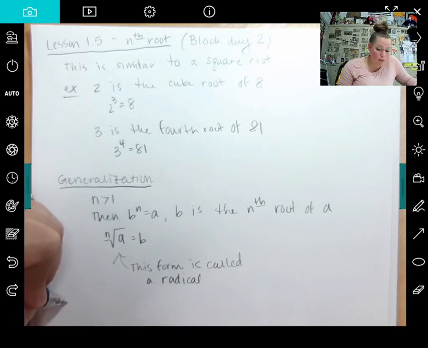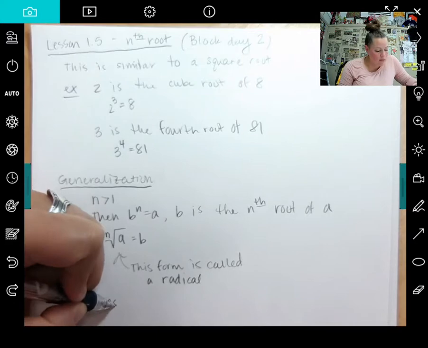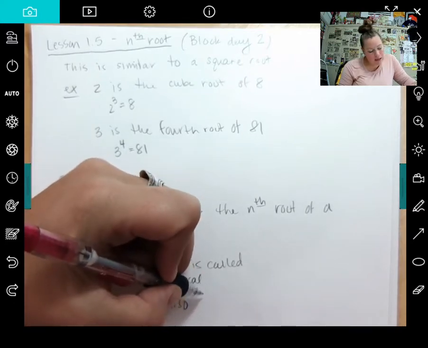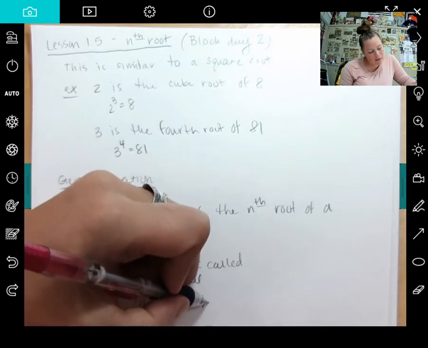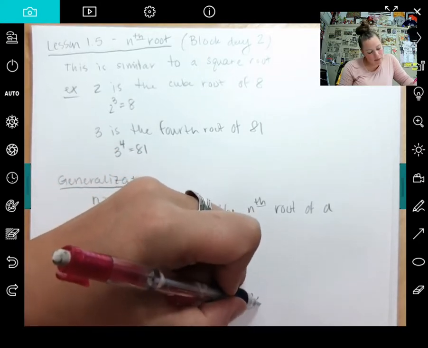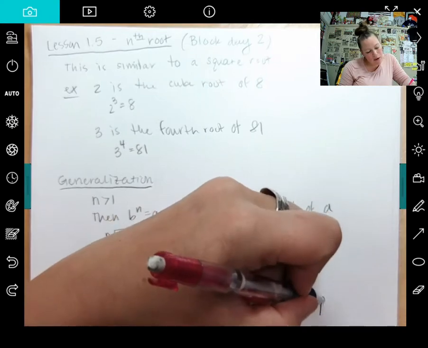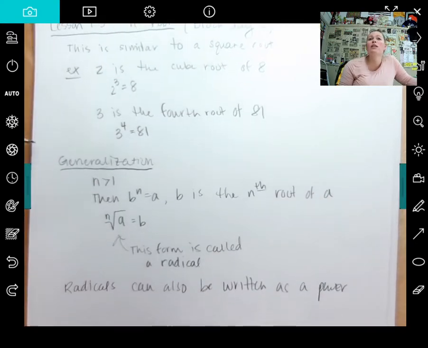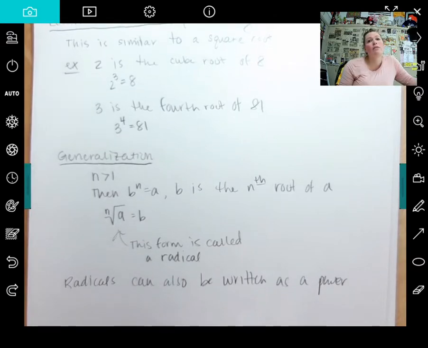Radicals can also be written as a power. And what do we mean by that? So we were just dealing with the exponents. Radicals can be written as an exponent. So instead of writing this root symbol, now we don't necessarily have to write the root symbol. Now we can write an exponent.